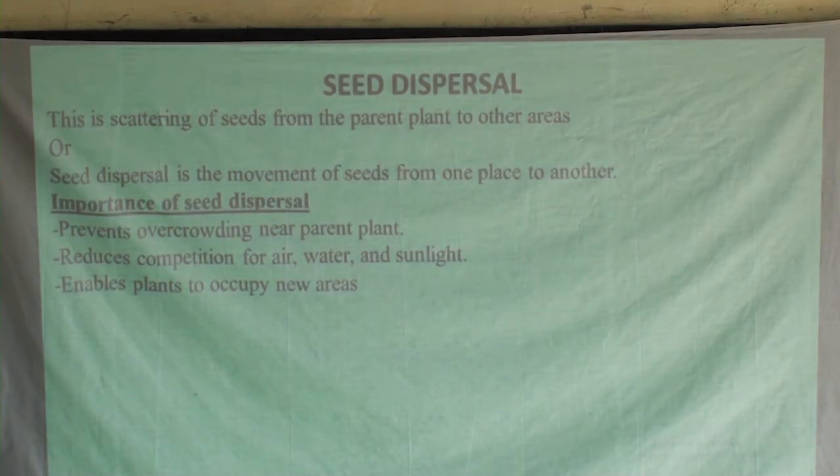So we are saying it prevents overcrowding near the parent plant. We find that in seed dispersal, it prevents overcrowding of seeds with other plants. Once seeds are dispersed and sent to other places, the plants won't be overcrowded. They will grow in separate places where they have enough space.